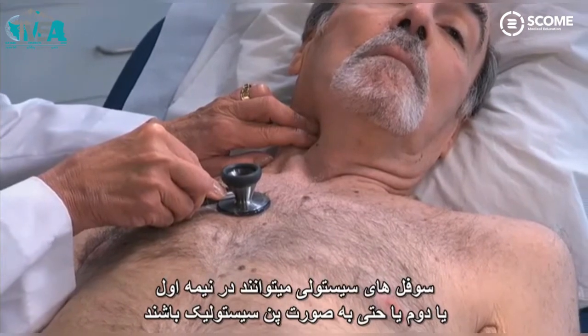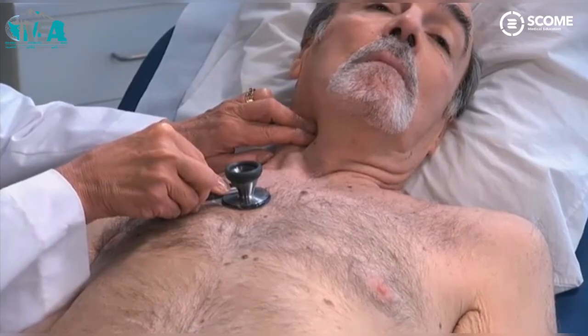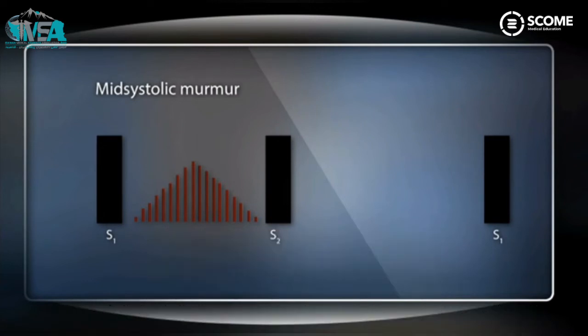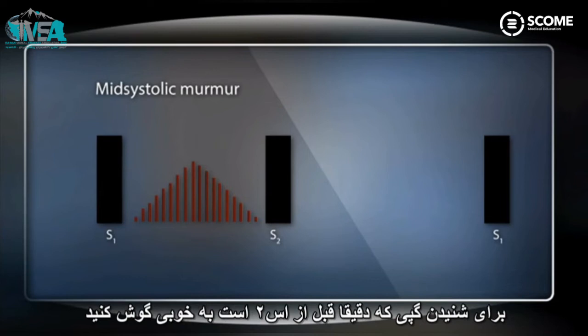Systolic murmurs can be early, mid, or late systolic, or even pansystolic. For example, a mid-systolic murmur, heard in physiologic flow murmurs or the crescendo-decrescendo murmur of aortic stenosis, begins after S1 and stops before S2. Brief gaps are audible between the murmur and the heart sounds. Listen carefully for the gap just before S2.